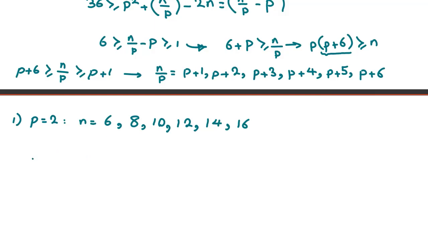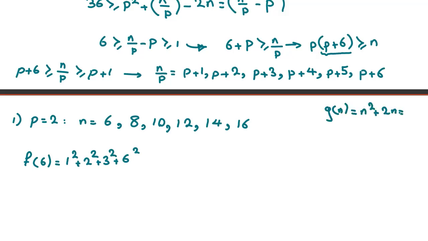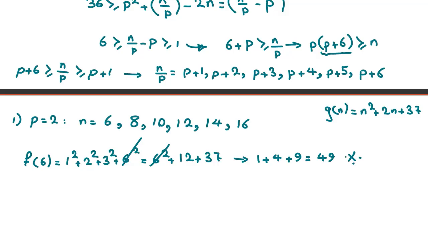So, f of n for 6? Let's consider f of 6 first. It is 1 squared plus 2 squared plus 3 squared plus 6 squared. We know g of n was what? n squared plus 2n plus 37. So g of 6 is what? It is 6 squared plus 2 times 6, 12, plus 37. 6 squared will be cancelled. The left side is 1 plus 4 plus 9. The right side is 49. But obviously they are not equal.